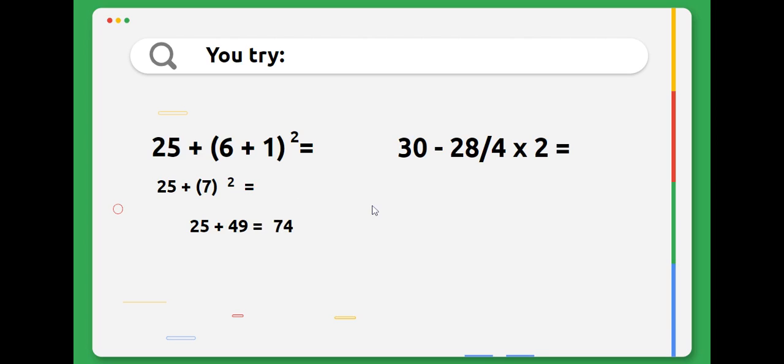Okay, now pause this video again and try this one. Now notice 30 minus 28 divided by 4 times 2. Think this one through. Remember, multiplication and division are the same, left to right.